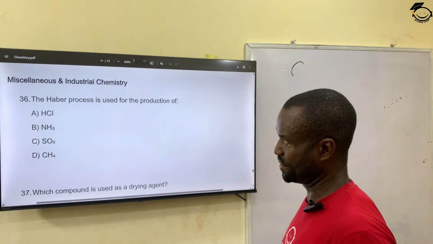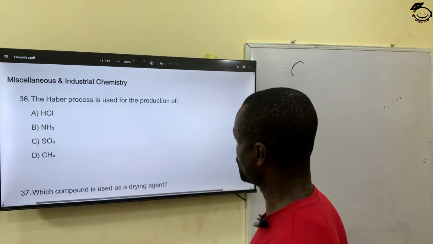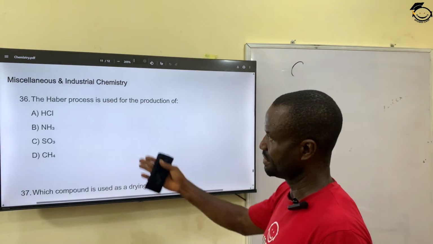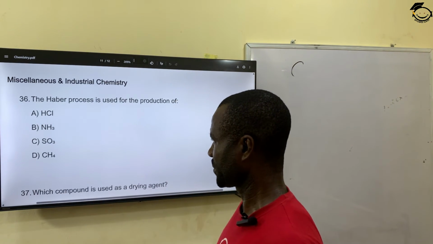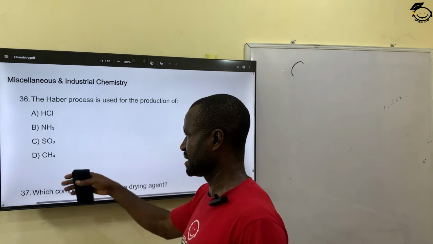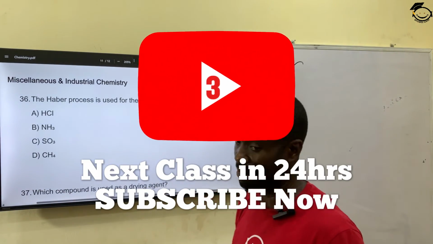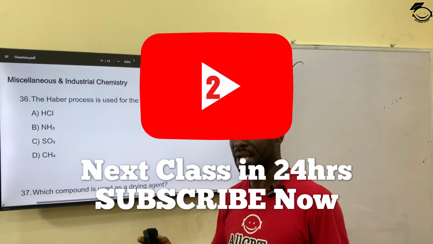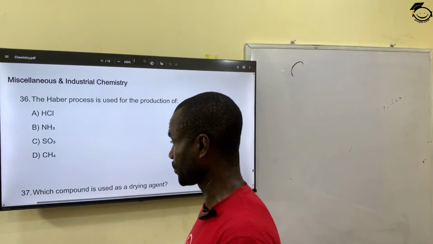These are miscellaneous and industrial chemistry, general questions. The Haber process is used for the production of A, hydrochloric acid, B, ammonia, C, SO3, D, CH4, which is methane. The correct answer is ammonia. Haber process is an industrial process where ammonia is produced on a large scale.